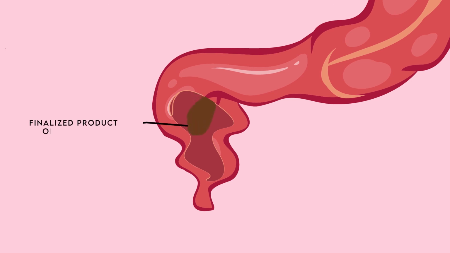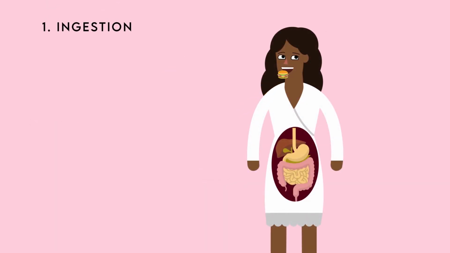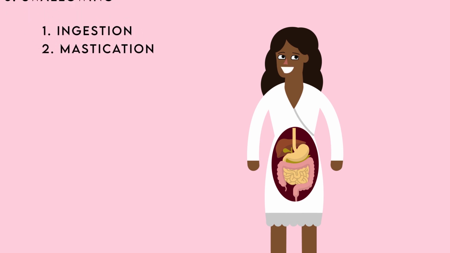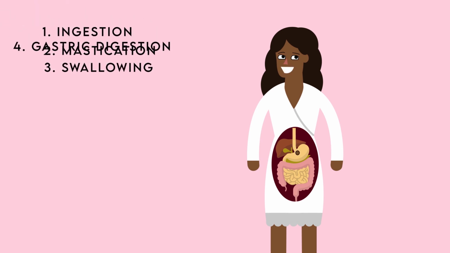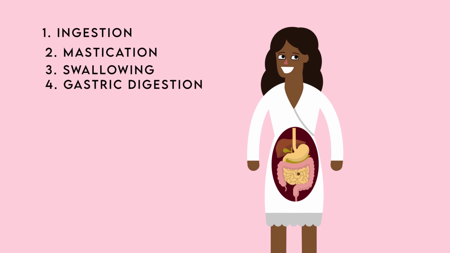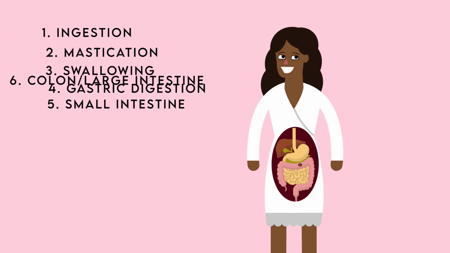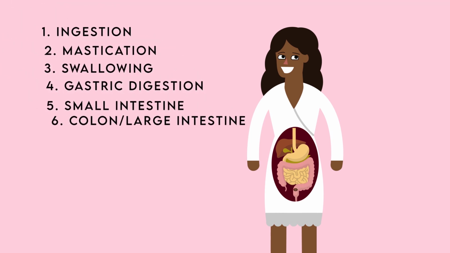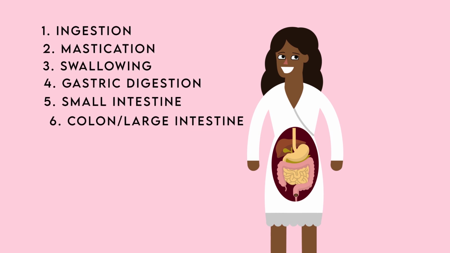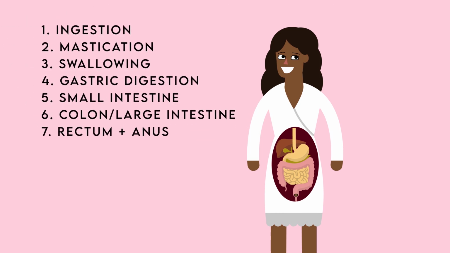Now this leads us to the last part of the GI tract, which is the rectum and anus. Entering the rectum is the finalized product, the result of all the digestion and absorption that occurred along the entire length of the GI tract. After ingesting the cheeseburger, masticating it, swallowing it, digesting it in the stomach, further digesting and absorbing most of the nutrients and water in the small intestine, absorbing some of the remaining nutrients and water and creating the feces in the large intestine, we now have a compact mass of fecal waste that is ready to be excreted.